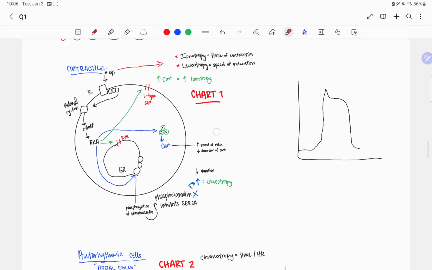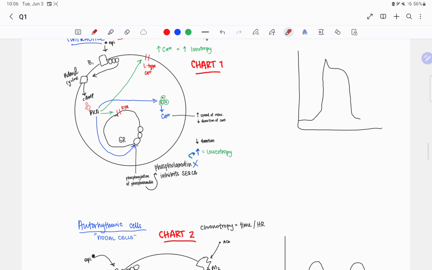So what happens here in the contractile cells is we have a GPCR, right? So G proteins have a receptor, and then we have the three subunits. Okay, so epinephrine or norepinephrine, dopamine, adrenaline, whatever you want to say, catecholamines, something will bind here, right? And then our alpha subunit will come down, activate adenylyl cyclase. Adenylyl cyclase creates cAMP, and then cAMP activates protein kinase A, or PKA.